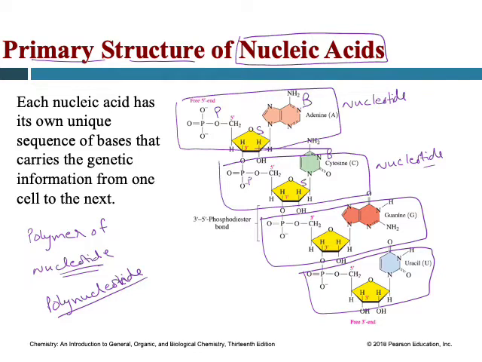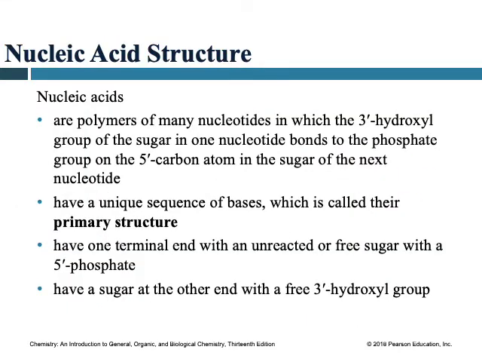bond called phosphodiester bond, right? So we're gonna see in the other slide what these phosphodiester bonds are and how these nucleotides bind together and form a polynucleotide, right? So nucleic acid, like I will tell, is a polymer of many nucleotides, and it has a unique sequence of bases which is called their primary structure.